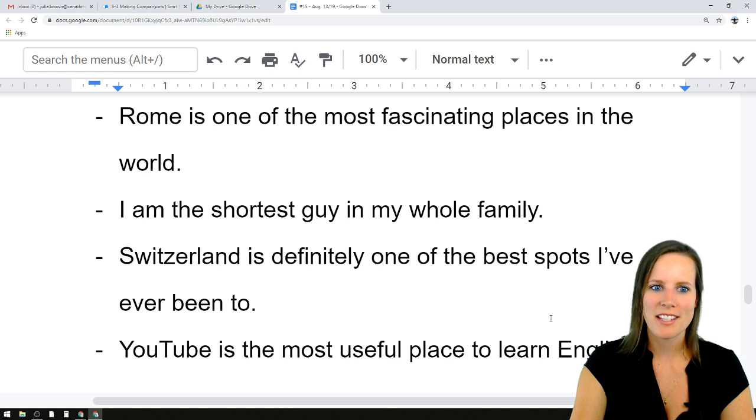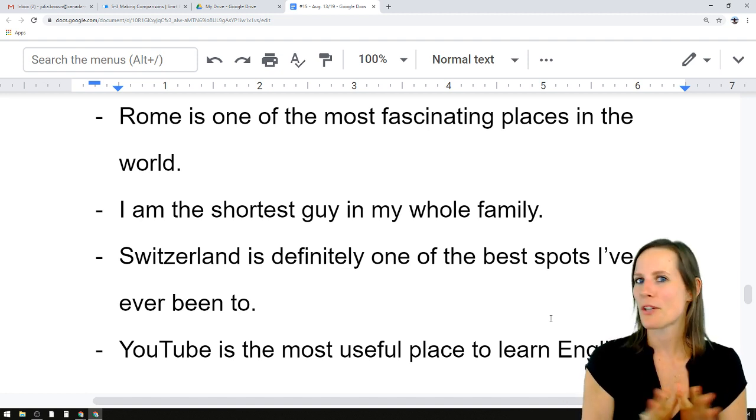Rodrigo, shortest is a superlative. Shorter is the comparative. Shortest is a superlative. And biggest is a superlative too. Long, that's funny. Your name is long, but you are short. That's awesome.